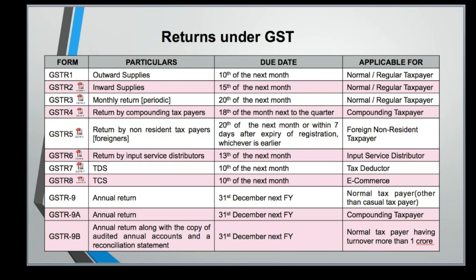Sir, composite dealer, you mean to say composite dealer? Composite dealer, sir, your total aggregate turnover of the previous year should be less than 75 lakh. For special category states, it is 50 lakhs. For Uttarakhand, it is 75 lakhs again.